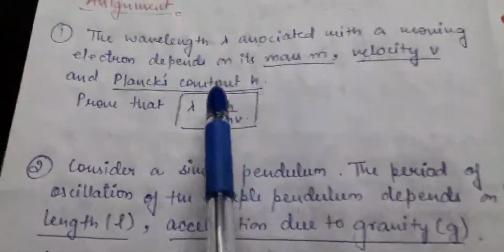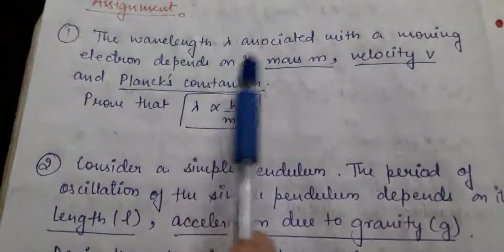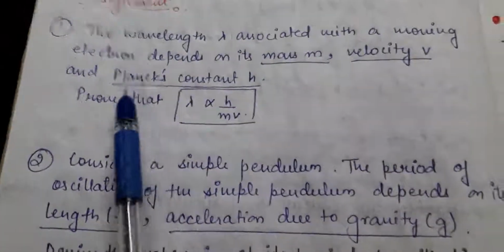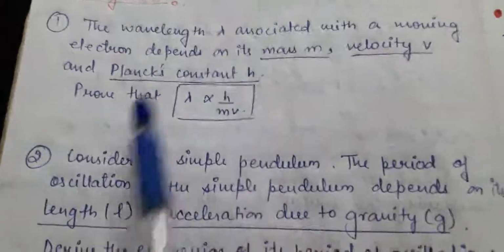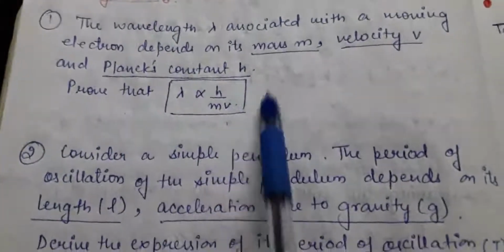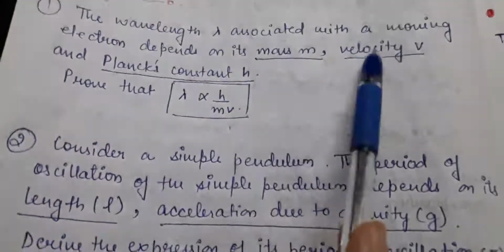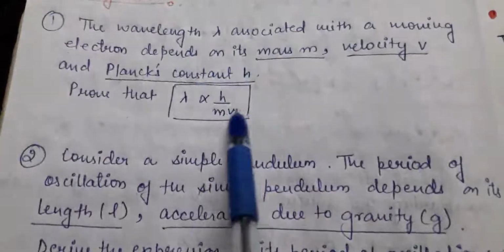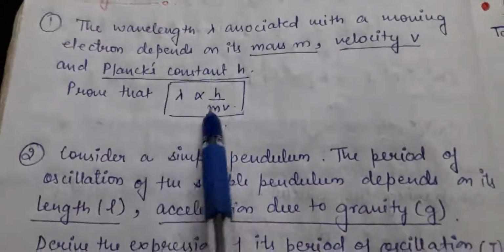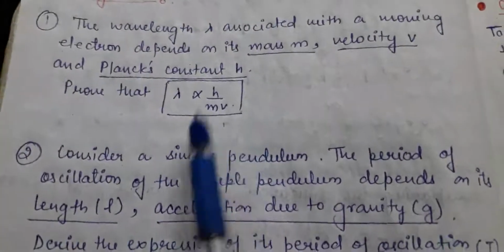The first question is: the wavelength lambda associated with a moving electron depends on its mass m, velocity v and Planck's constant h. You have to prove that lambda is equal to h upon mv. Means you have to derive the relationship of wavelength with respect to mass, velocity and Planck's constant h, and if you get this formula, then your deduction of the expression is correct.